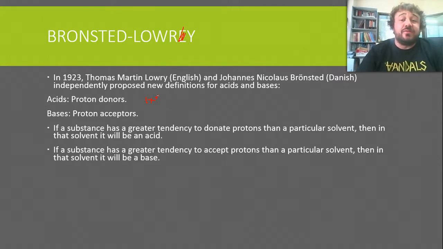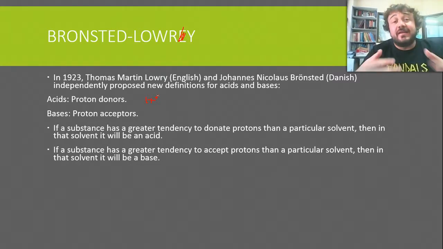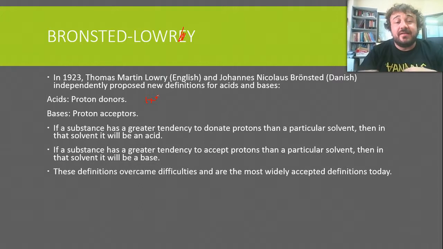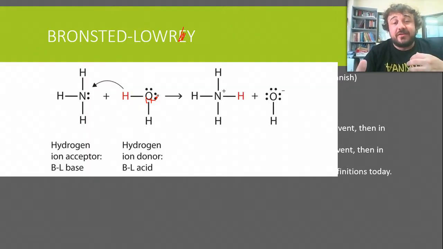If a substance has a greater tendency to take on protons than what it's with, then that solvent will be a base. So if you've got two things dissolved together, the one that is more likely to give away a proton is the acid. The solvent is anything dissolved in it, by the way. If something is more likely to accept a proton than the other, it's then a base. So giving away is acid, accepting is base. It just pretty much gets rid of most of the difficulties, and it's the most widely used definition today.